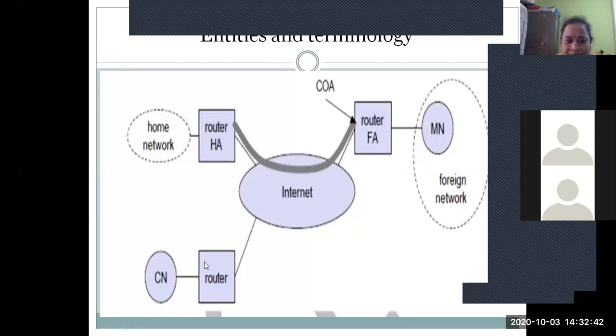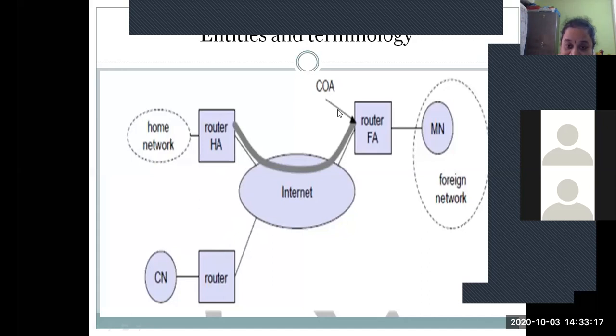this correspondent node doesn't know about this mobile node. This mobile node is not present in the home network. It has been moved over. So how can it be identified? But actually the communication link will be between these two itself, that is the home network router and the correspondent router. But whenever they start communicating, the communication link will be built between the home agent router and the foreign agent router by the process of tunneling.